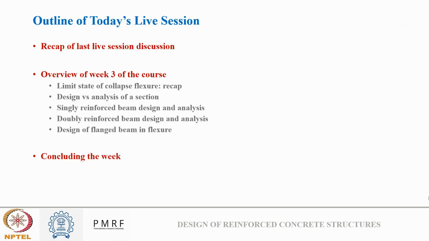Now, in today's session, we will first have a look at what we discussed in the last live session, that was for week 2 of this course. Just a quick glance. Then we will discuss week 3 content, starting with a quick overview of limit state of collapse and flexure. Then we will talk about design versus analysis. Then we will look into some numericals based on singly reinforced beam design, and then we will discuss doubly reinforced beam and again look into some numericals, and finally we will talk about design of flanged beam in flexure.